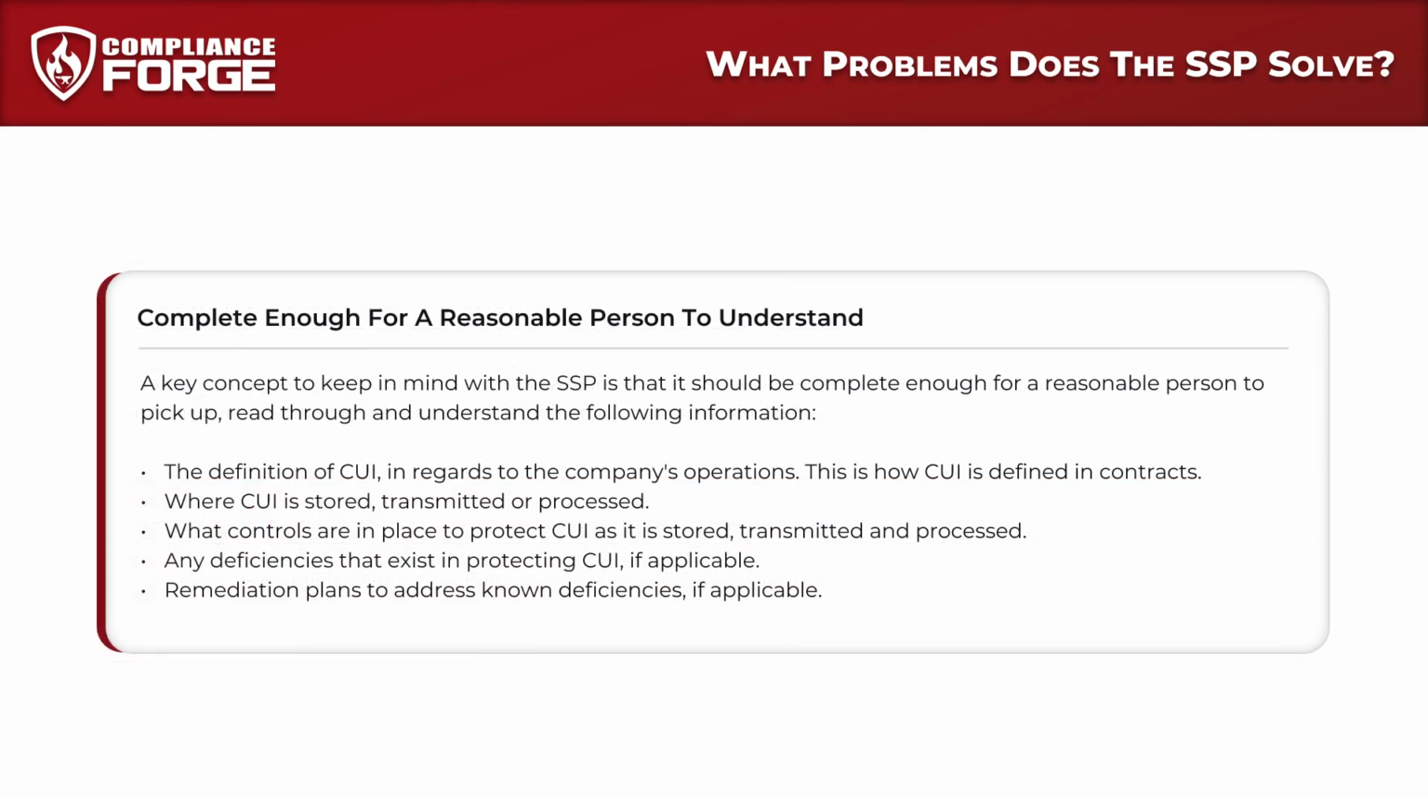A key concept to keep in mind is that the SSP should be complete enough for a reasonable person to pick up, read through, and understand the following: the definition of CUI in regards to the company's operations, where CUI is stored, transmitted, or processed, what controls are in place to protect it, any deficiencies that exist in protecting it, and the remediation plans that address known deficiencies.